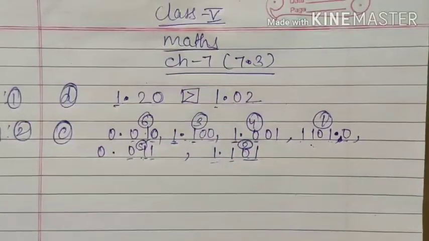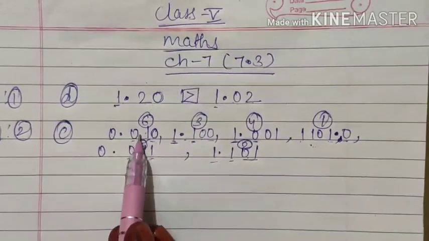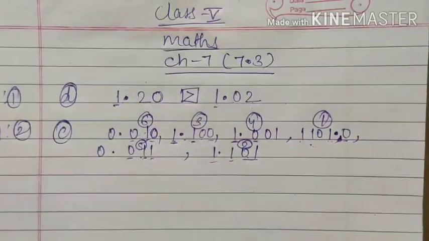Question number 3, actually I am not explaining you because it is same process. Only the difference is in question number 3 you have to arrange them in the ascending order. That means first of all you will write the smallest number. Suppose here this is the smallest number. So question number 3 also you will do it by yourself.